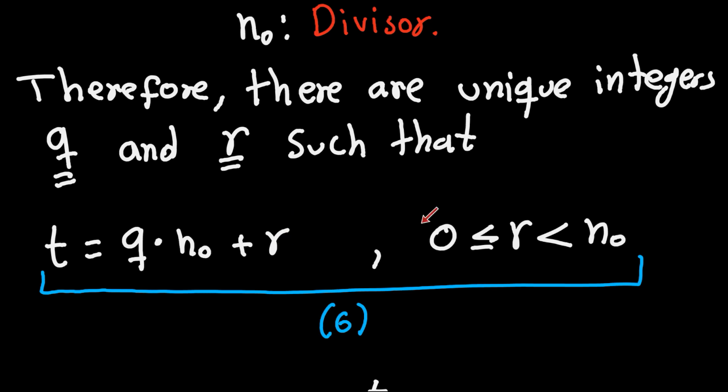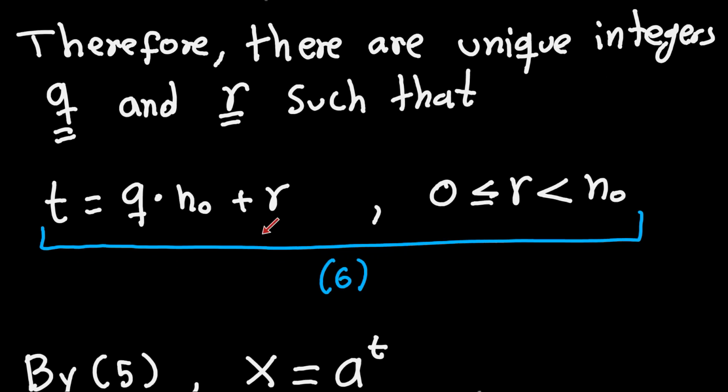and the remainder has to have this property here. It has to hold this inequality. Remember, this is also important. So the remainder has to be bigger than or equal to 0, and it has to be strictly less than the divisor here, which is n naught. So it has to be less than the absolute value of the divisor, but here n naught is positive because n naught is a natural number. So we're going to call this one 6.